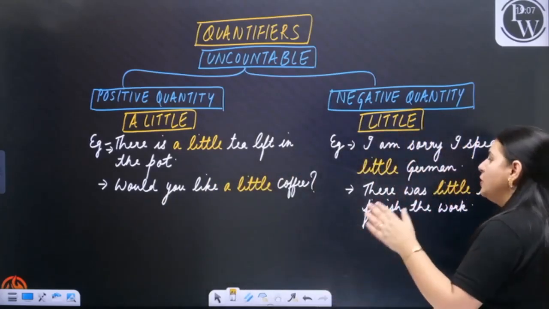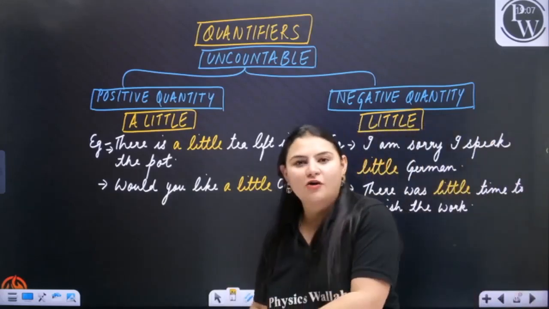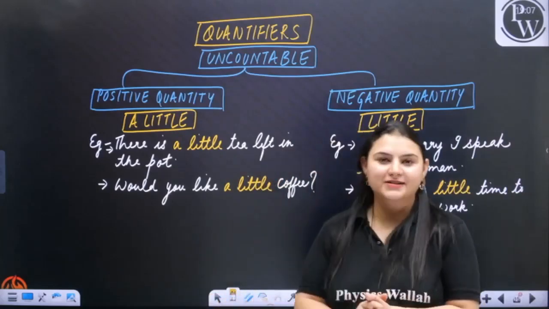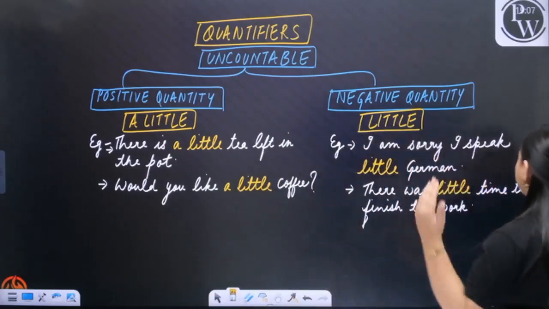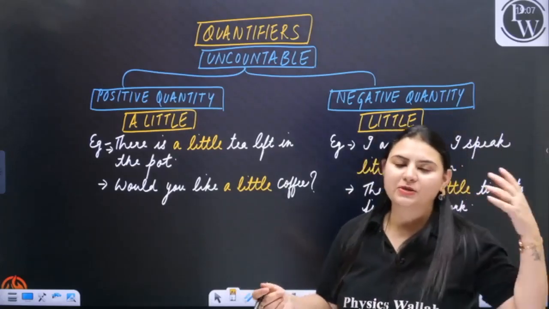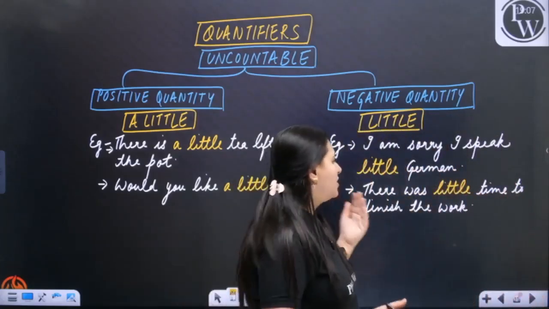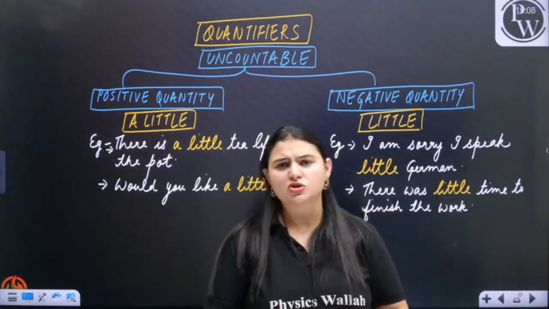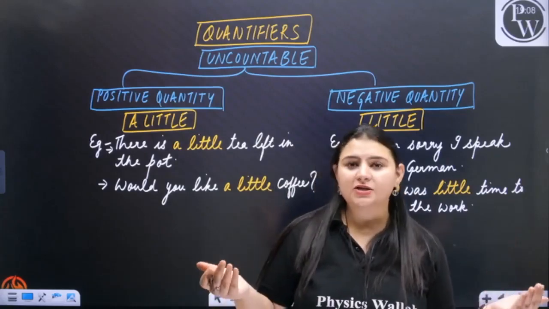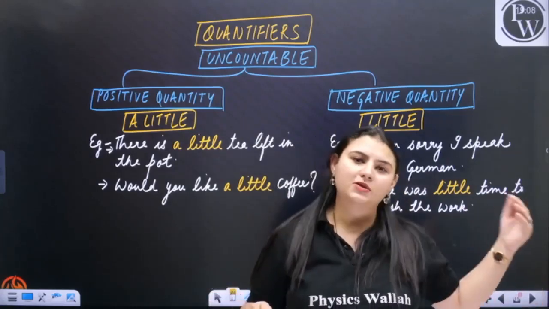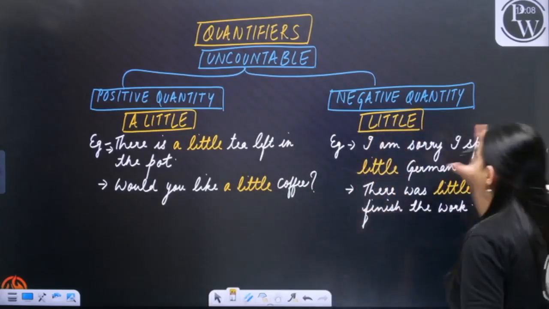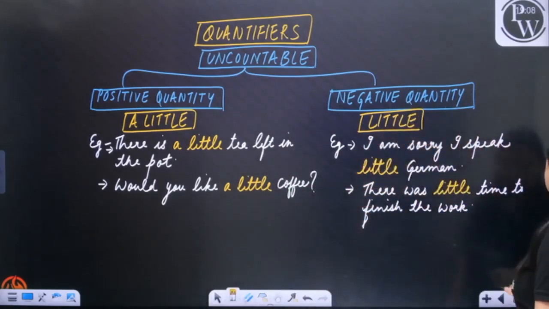Here, would you like a little coffee? This has been used as a positive quantity. Would you like a little coffee? Here in this case, there was little time to finish the work. Here again, it is being used as a negative quantity. There was little time to finish the work. That is why I couldn't complete it. So this is the difference between a little and little.